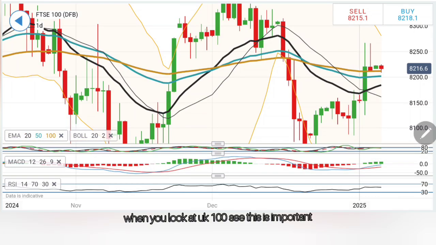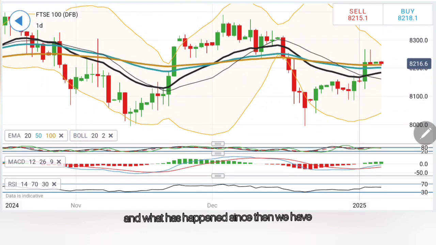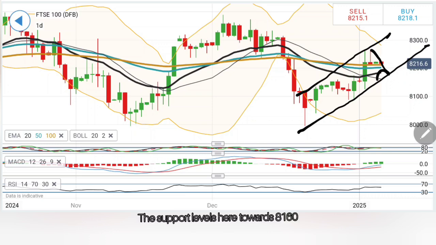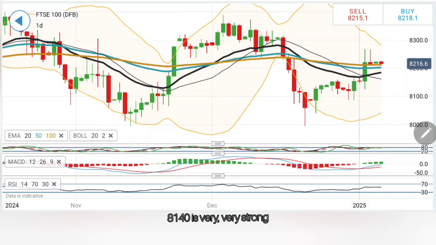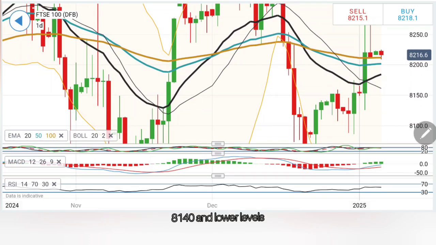Now, when you look at UK 100, it is important to note the resistance it is getting at around 8265 levels. And what has happened since then? We have seen a pullback, though it has come down towards the support zone 8200, 8220. Notice the second point here, first rise, then retracement, bigger rise, then a little retracement. Also notice it is delivering higher lows, lower highs. The support levels here towards 8160, 8140 are very, very strong. So now if you see the FTSE 100 trading below 8200, you can sell for 8185, 8160, 8140 and lower levels.